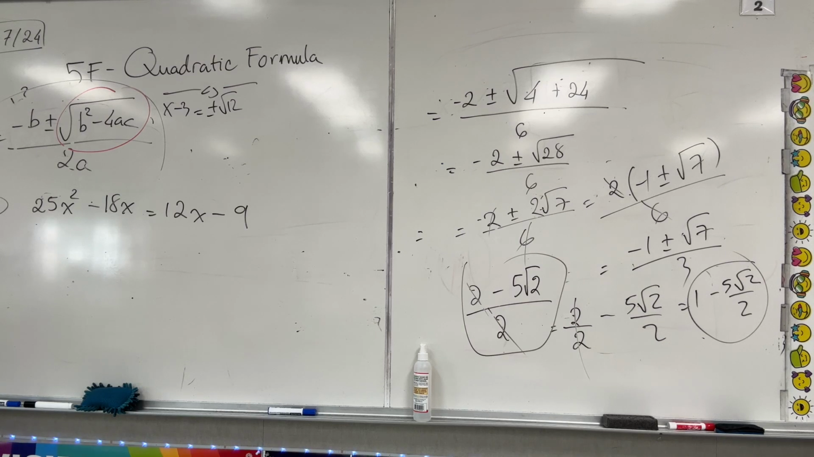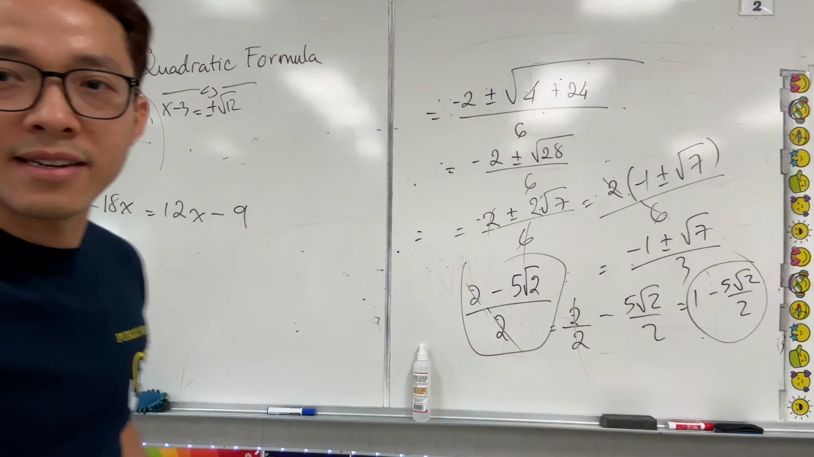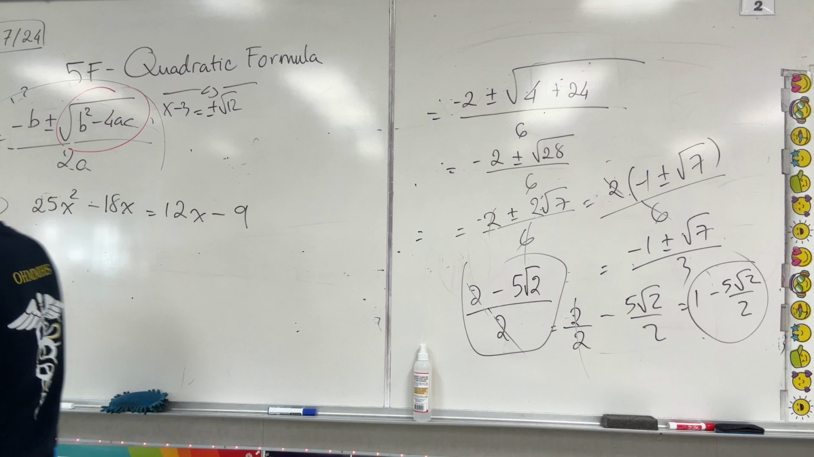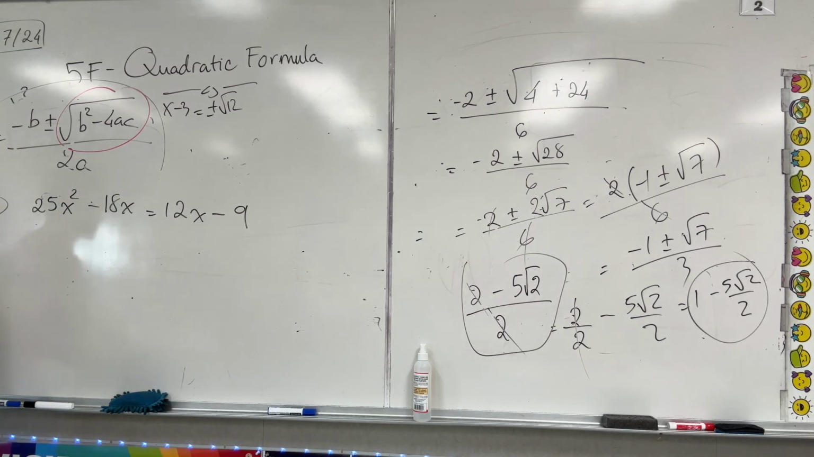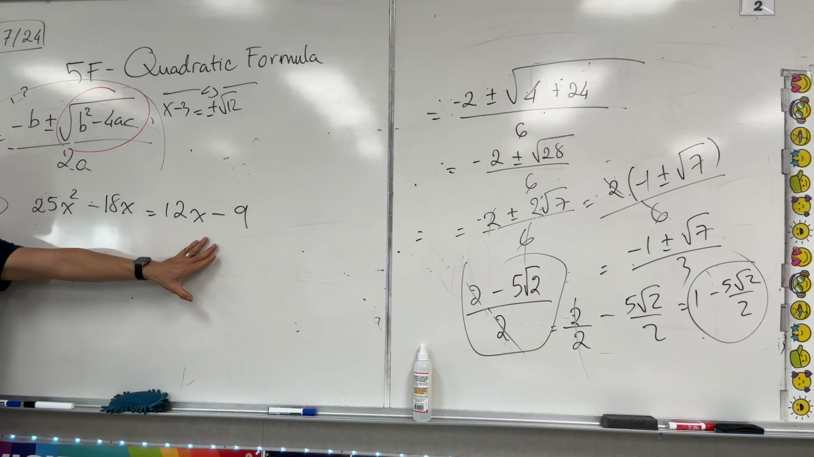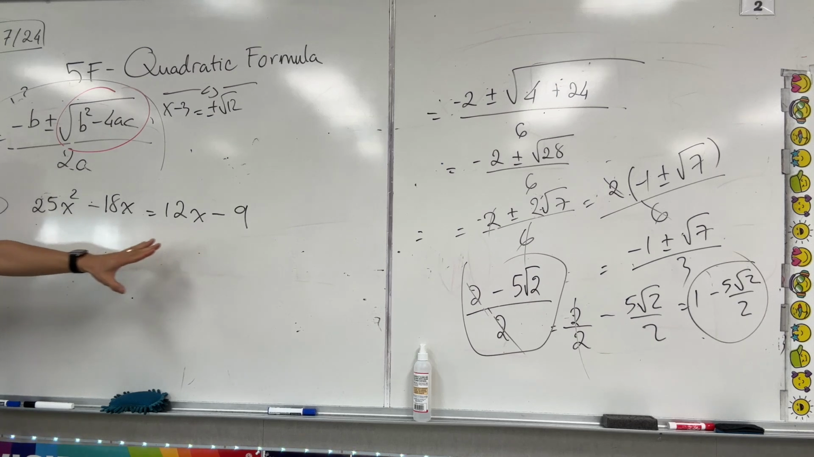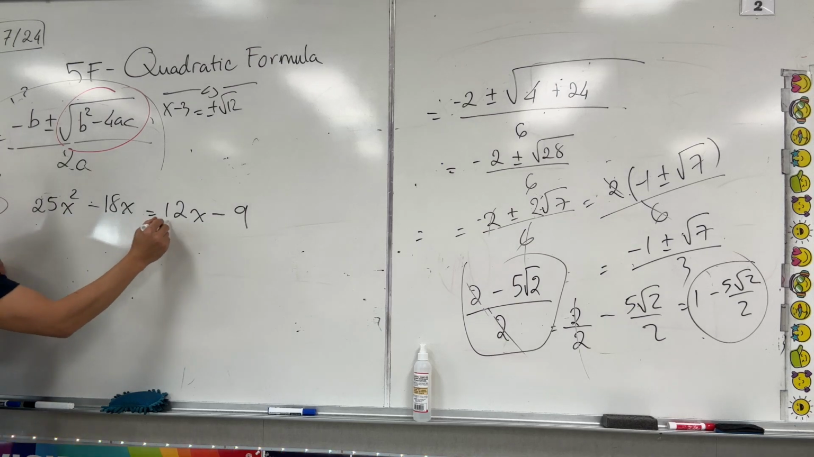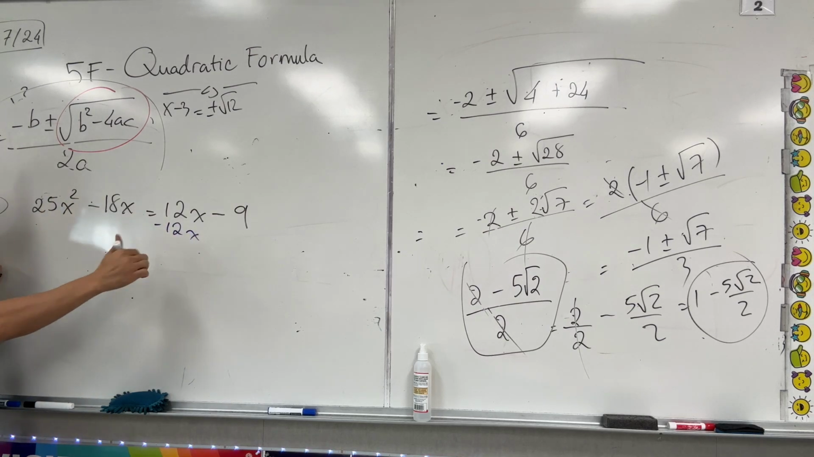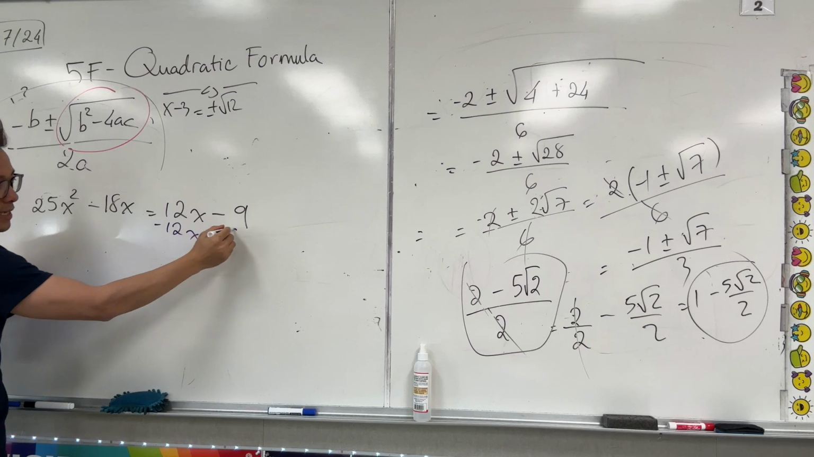It's just more step you need to do, but it's still the same thing. Just need more step to do. Alright, so what is the first step you need to do first? You need one side to be 0. You need to bring everything on one side. One side needs to be 0. And remember, to cancel this, you need to do the reverse, undo it. So minus 12x plus 9.